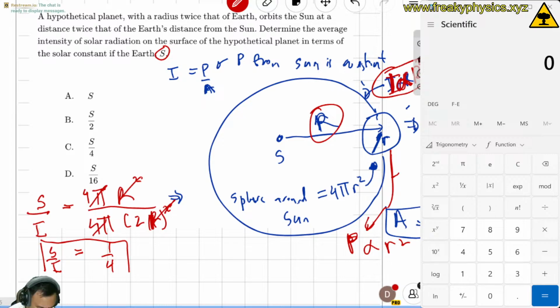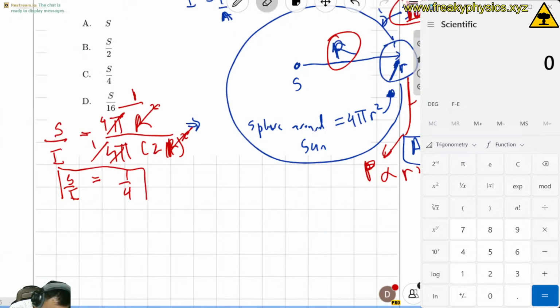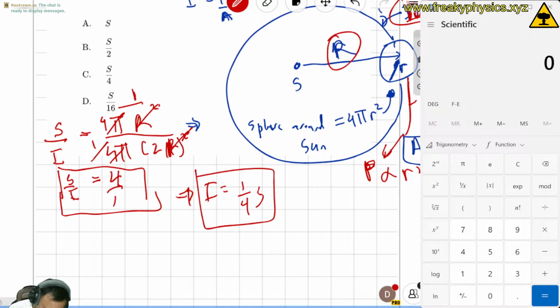Hold on. Did I do that right? Hold on. I forgot something. It's proportional to 1 over r. Oh, sorry, my mistake on that. So we're going to do 1 over here and a 1 over there. So we're left with 4. So that's going to be 4 over 1. In other words, the intensity on that planet is equal to 1/4 of S. So the answer is C.